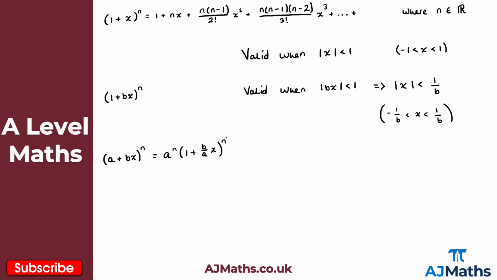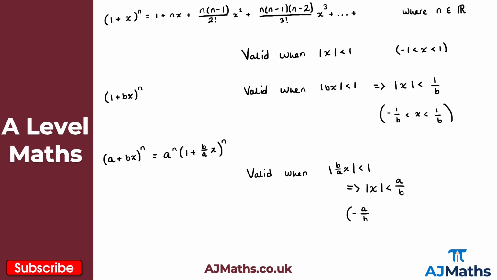Again, how would this affect the condition for validity for this expansion? This would be valid when mod (b over a)x is strictly less than 1. Again, we can rearrange this, so what we get is mod x is strictly less than a over b. And if you prefer the alternative notation, then what we're saying is x is between -a over b and a over b.